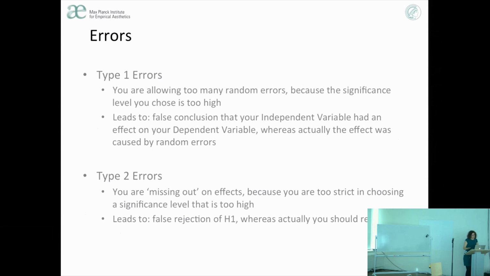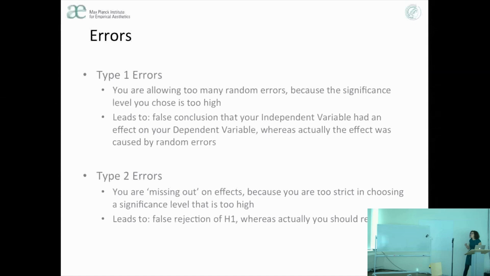As I said, the choice for your significance level may vary between projects, and there are two risks that you need to be aware of when you make your decision. Type 1 errors occur when you choose a significance level that is too high, which may lead you to allow too many random errors. Type 2 errors can occur when you choose a significance level that is too low, which may lead you to miss out on effects because you are too strict.